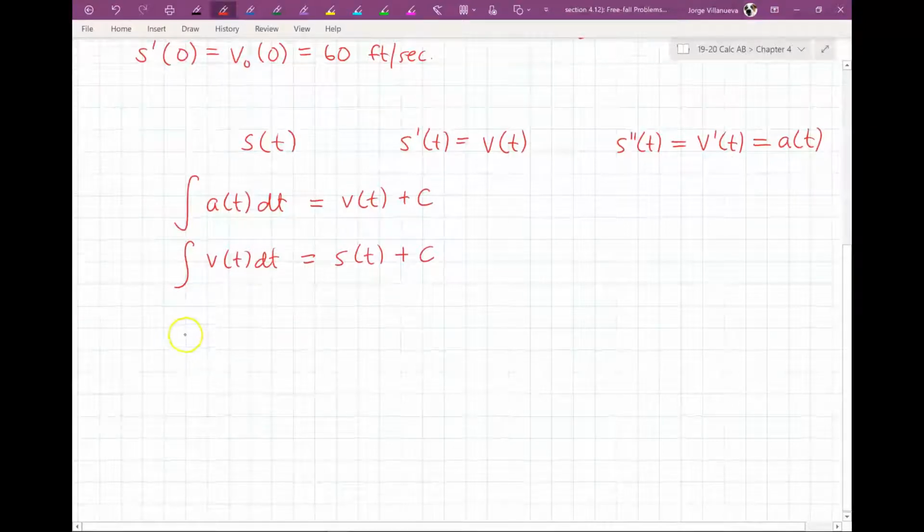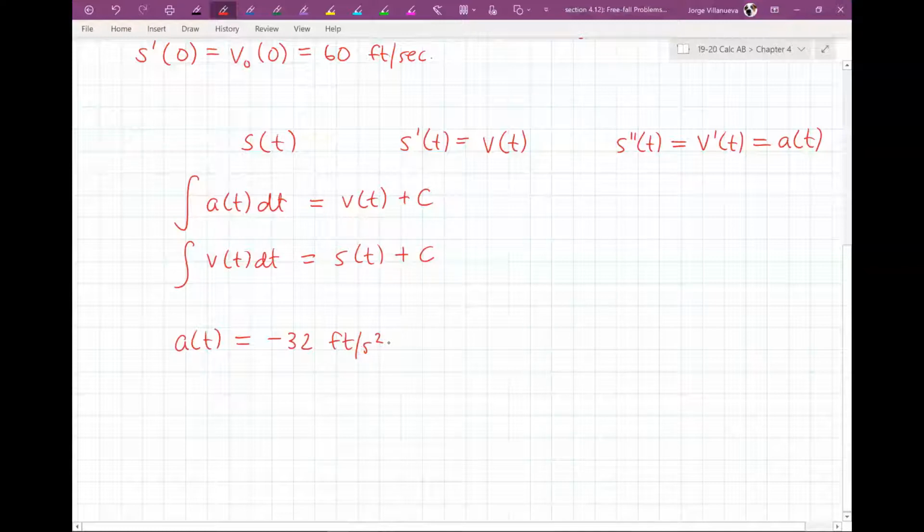Now, we do know that acceleration due to gravity is negative 32 feet per second squared. Okay, so I'm going to integrate that. Integrate negative 32 dt. Notice I'm going to integrate a constant that's not 0. So if I'm doing this with respect to t, what's my integral of negative 32 with respect to t?